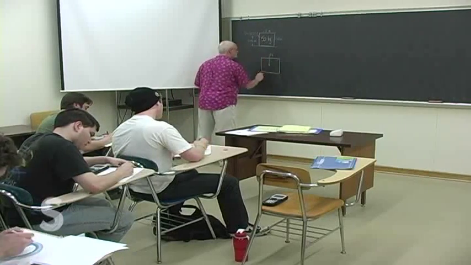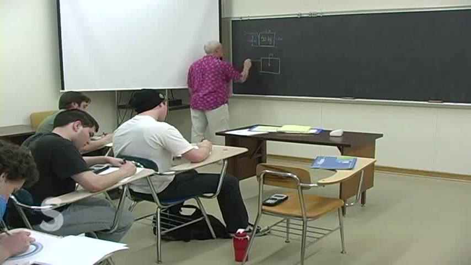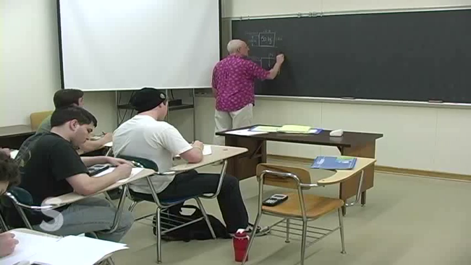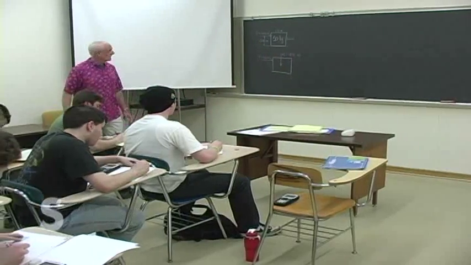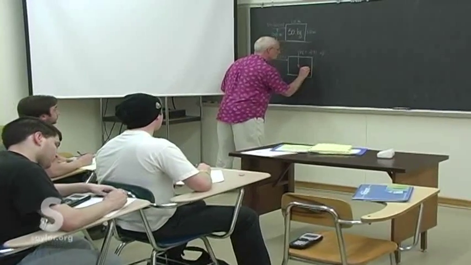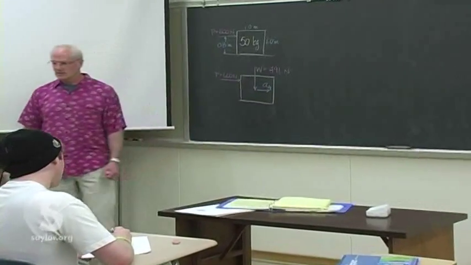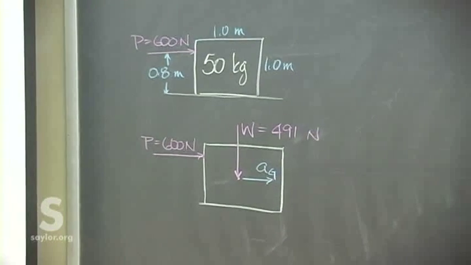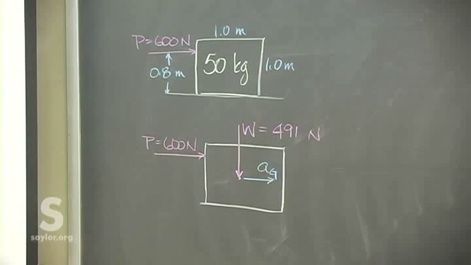The weight acts right at the center. We'll assume it's a uniformly packed crate, whatever it might be. So those two forces are the obvious ones. And we're looking for it to accelerate without tipping. So we want the acceleration to be horizontal. If it's going to tip, there'll be some vertical component to that. So let's see who remembers the very obscure point of this. Not tipping.